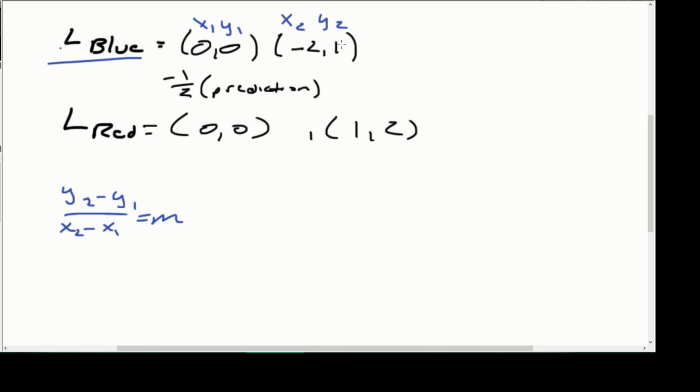So my y2 is 1, so I'm going to have 1 minus 0. And my x2 is negative 2. I'm going to have that minus 0, because that's my y1. So it looks like I'm going to end up with 1 over negative 2. So that is my slope. That was also my prediction. So I did it backwards.